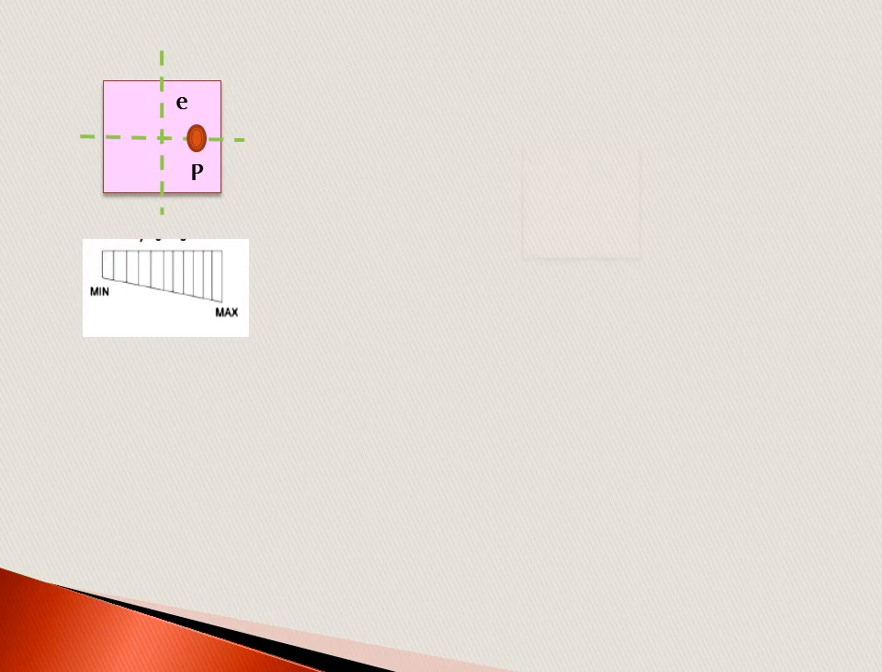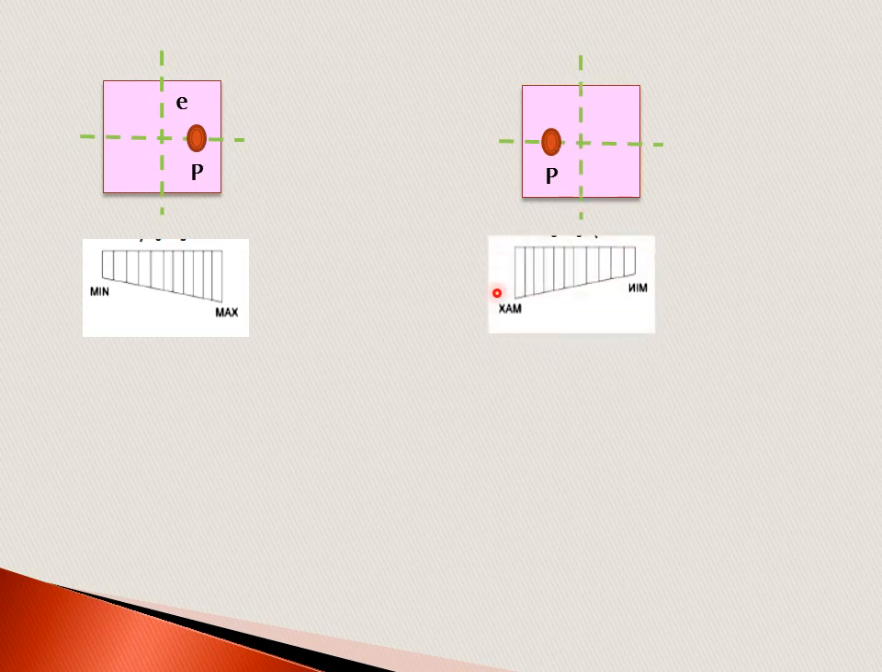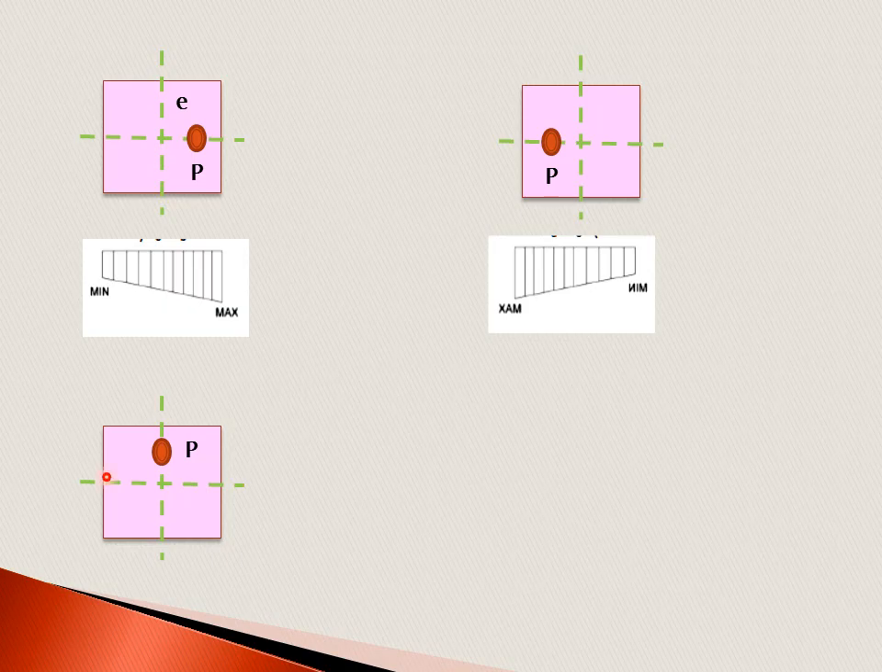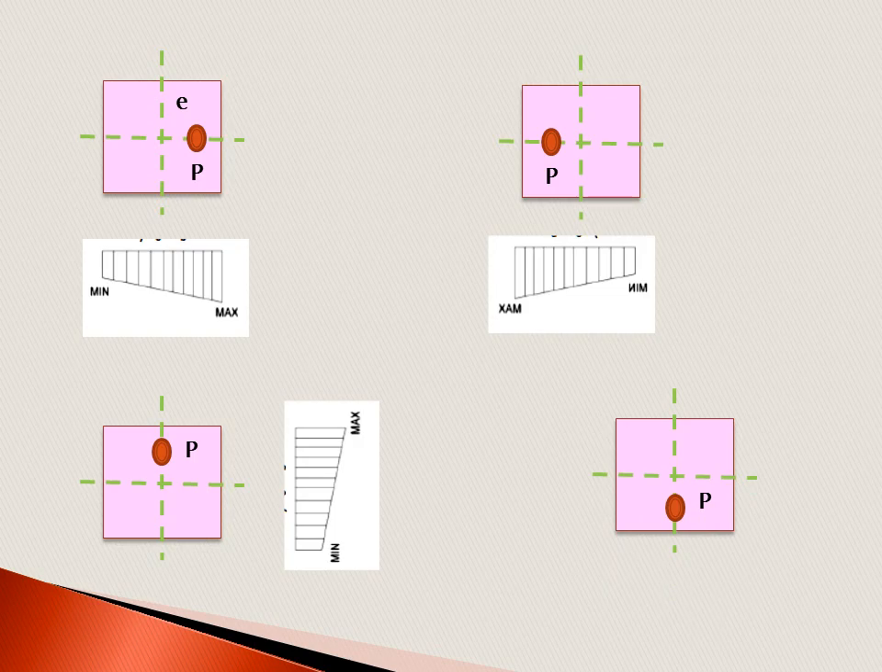Now move on to the next example. In this example the load P is acting on the x-axis but to the left of the y-axis, therefore the maximum stress is developed on the left side and the minimum stress is developed on the right side. If the load is acting on the y-axis and above the x-axis, then the maximum and minimum stresses are as shown in the figure. And if the load is acting on the y-axis but below the x-axis, then the maximum and minimum stresses are as shown in the figure, vice versa.